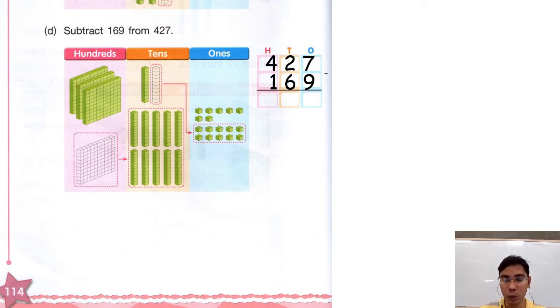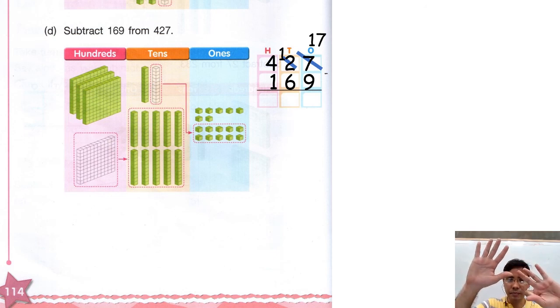So we borrow from 2. 2 will now become 1. And 7 will become 17. Because 1 from the tens place represents 10. So 10 plus 7 is 17. Now we can subtract. 9 in your mind and then count 9, 10, 11, 12, 13, 14, 15, 16, 17. I have 8. So we put here 8.